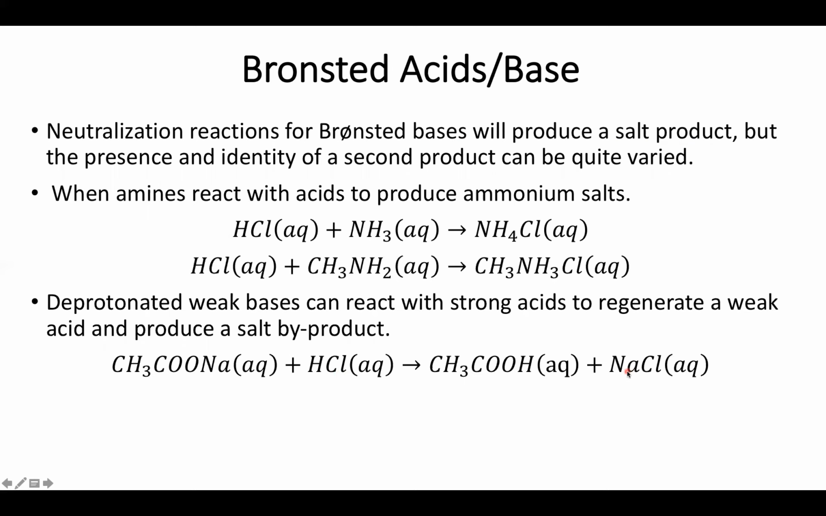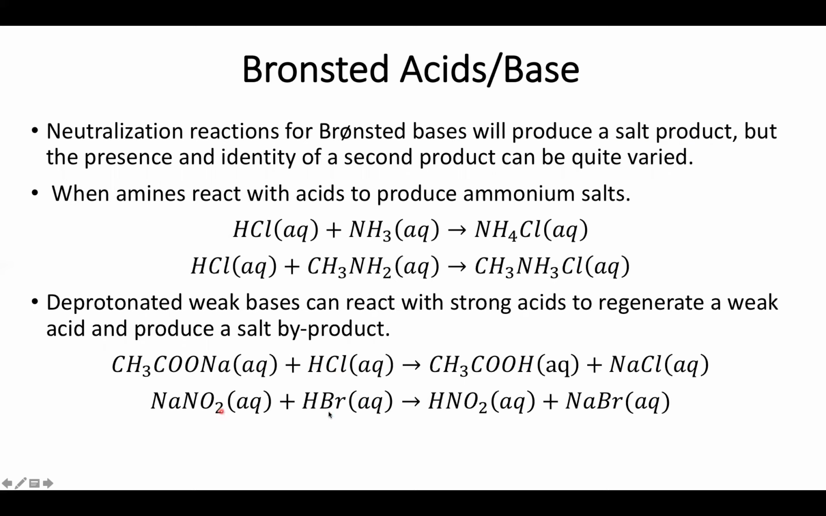And this can hold for any number of other weak acids or bases, like sodium nitrite with hydrobromic acid, a weak base with a strong acid, making a weak acid, nitric acid, and a salt, sodium bromide. So we can produce quite an array of species.